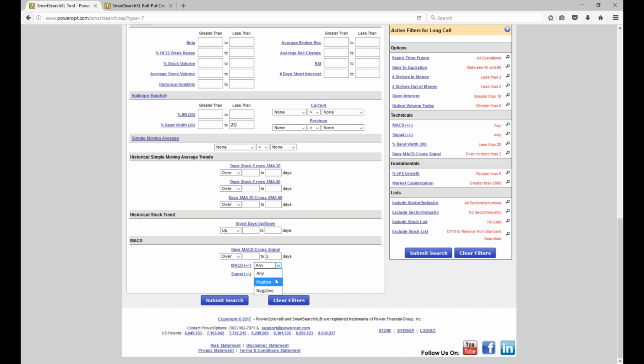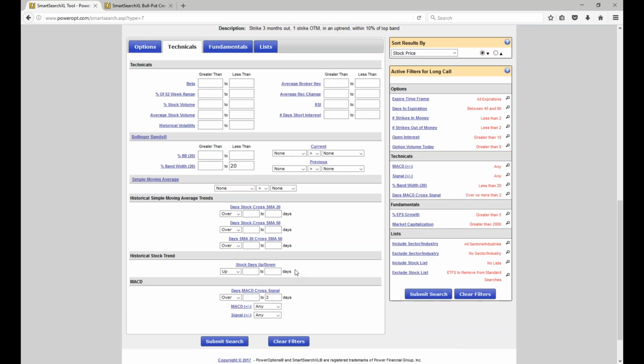And this positive and negative here, I'm not going to worry about. I'll explain that in a moment. Now, this works for me sometimes, it doesn't work all the time. The market dictates that. But let's go ahead and run this search. Let's see what we get.